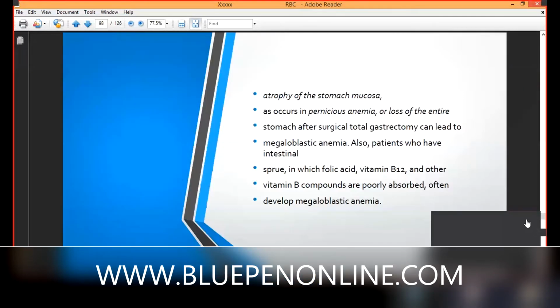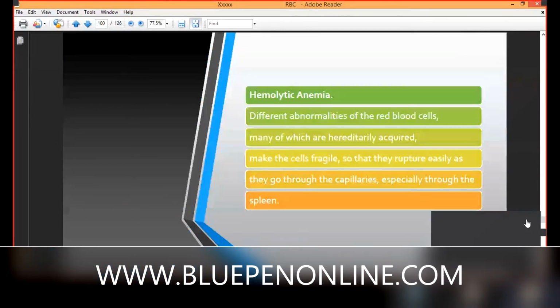Then next is hemolytic anemia, because of rupture of the red cells, as a result of red cell destruction. Hemolysis means, what do you mean by lysis? Lysis means destruction. Hemolytic anemia is due to the lysis of the blood cells.